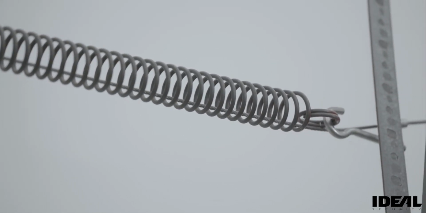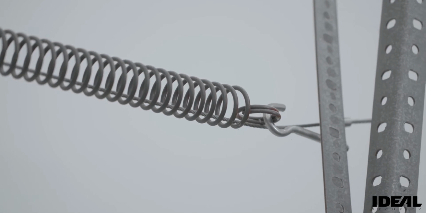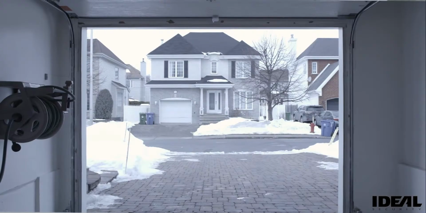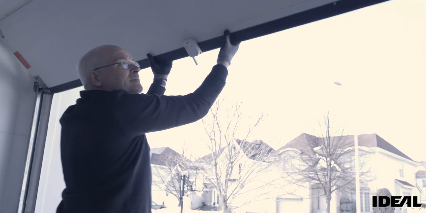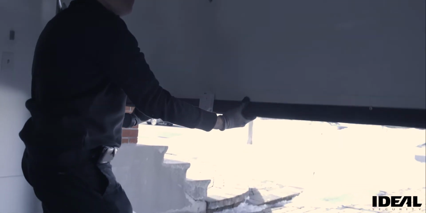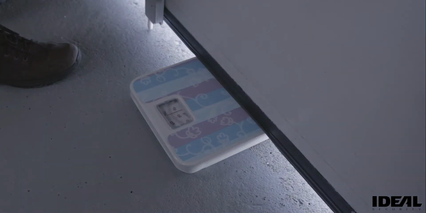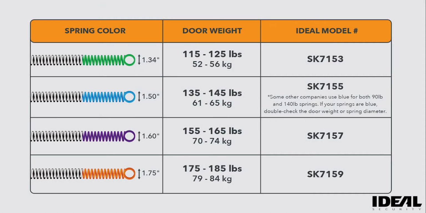If your springs are old, the color may have faded or worn off and be difficult to identify. In this case, you can measure your spring's diameter or weigh your door using a regular bathroom scale. You'll need to disconnect the springs though to make sure you're getting the full weight of the door on the scale. Based on the color of your springs and the weight of your door, identify the springs you need from this chart.